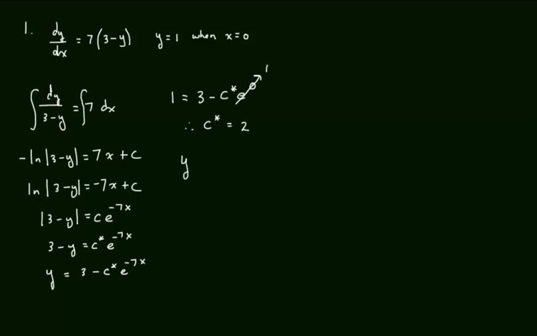And finally write the particular solution, which is 3 minus 2 times e to the negative 7x.